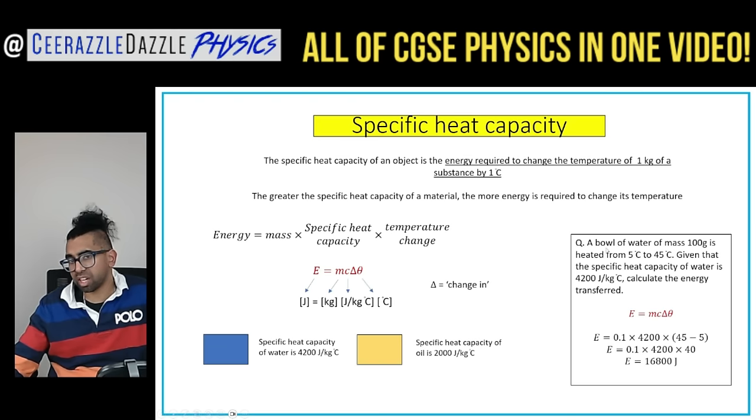And look on the right hand side, I've got an example. A bowl of water of mass 100 grams is heated from 5 degrees Celsius to 45 degrees Celsius. Given that the specific heat capacity of the water is 4,200 joules per kilogram degree Celsius, calculate the energy transferred. So look, E is equal to mc delta theta. The mass, convert this into kilograms, 0.1. Specific heat capacity is 4,200 times the temperature change, which is 45 minus 5, which will be 40. And that will be our answer over here.